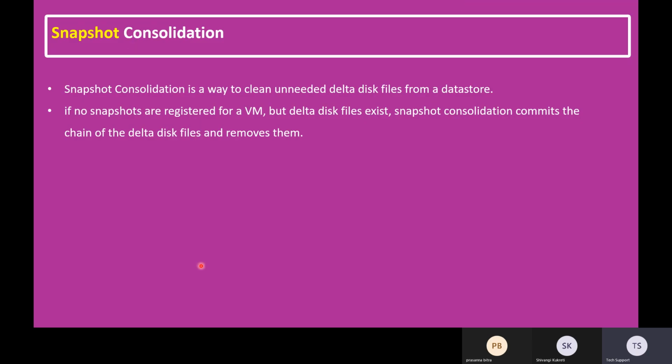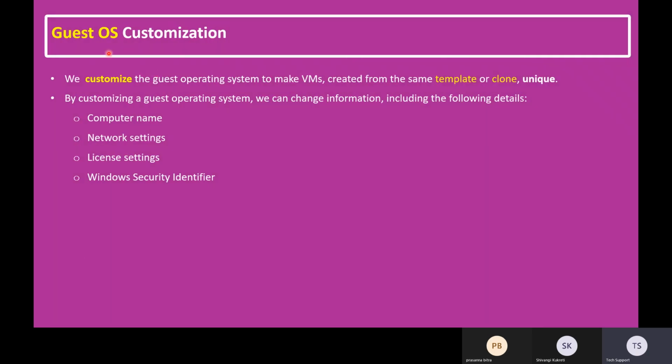Now let's talk about guest OS customization. During clone and template, one of the important options is guest OS customization. We customize the guest operating system for virtual machines created from the same template or clone. Every virtual machine should stay a unique virtual machine, it's not recommended to make an identical copy, because every virtual machine has a unique system ID. That system ID must be changed whenever you create a clone or deploy a virtual machine from a template.